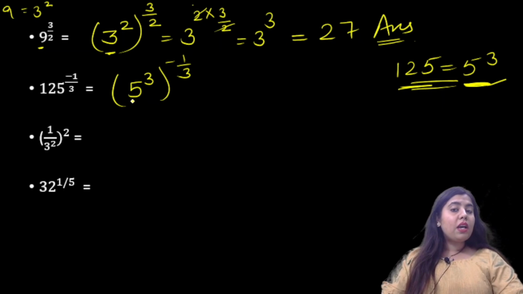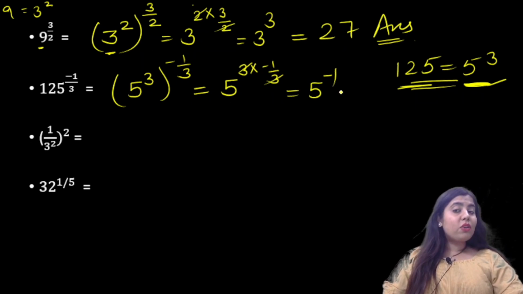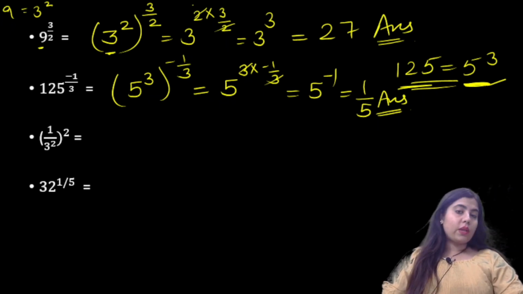Again the same formula: a raised to the power m, raised to the power n, is a raised to the power m into n. So it is 5 raised to the power 3 into minus 1 by 3. Now 3 and 3 can get cancelled out. It is equal to 5 raised to the power minus 1, or we can also write it as 1 by 5. So this is the answer. Clear? Now next one, (1 by 3) square whole square.